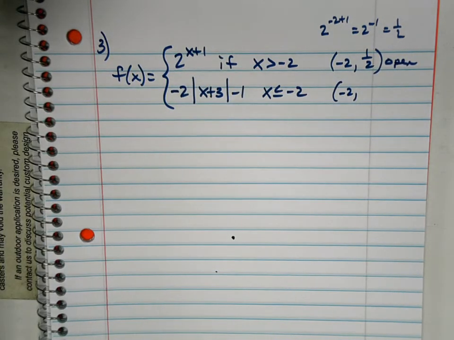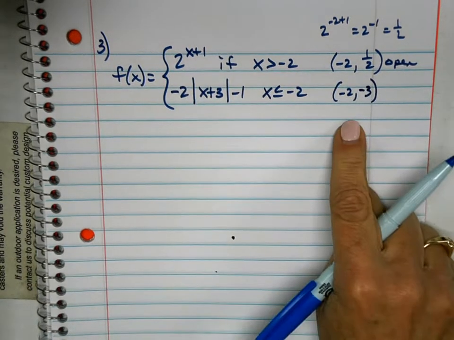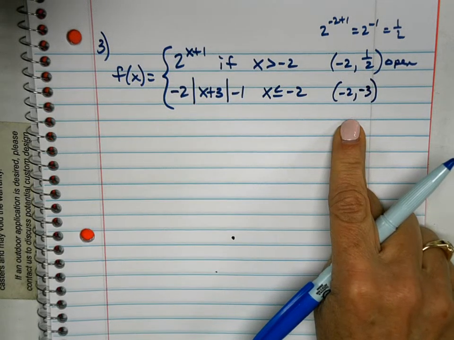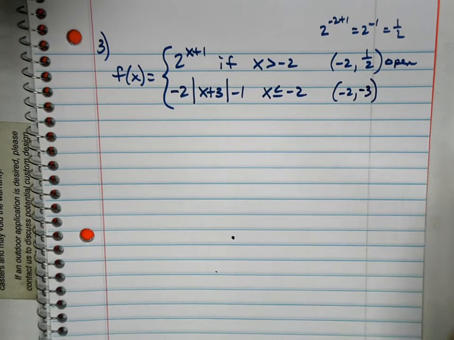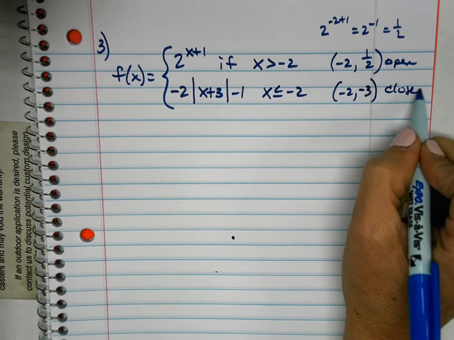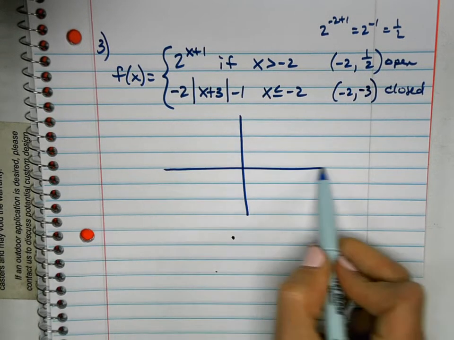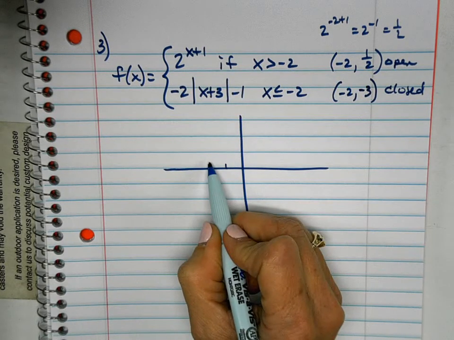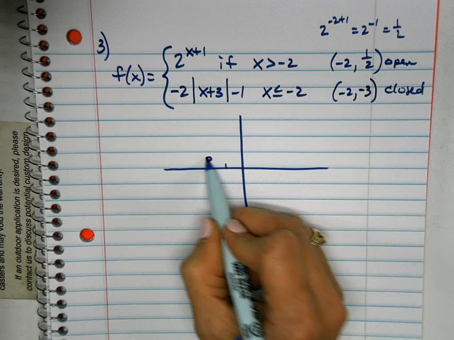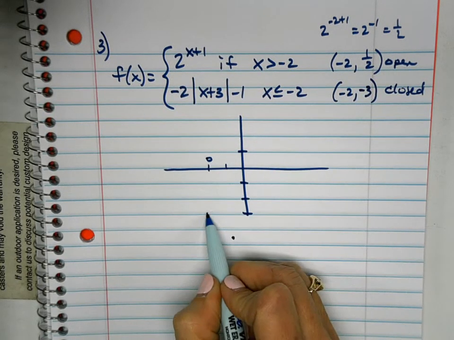What'd your partner say? Negative 3. Anybody else get that for an answer? Yes? Negative 3. Okay. Open or closed? Closed. Right. Okay. Good. Set up an x and y axis. Plot those points. Negative 2, 1/2, open. And negative 2, negative 3, closed.